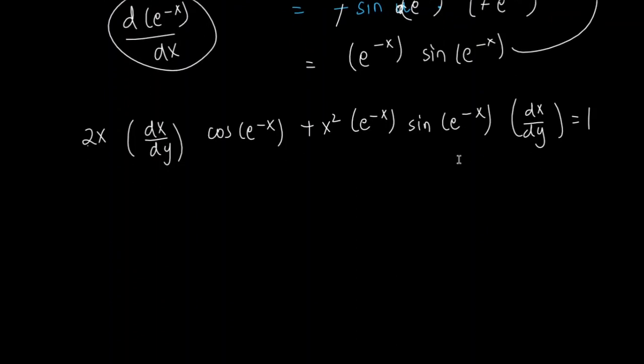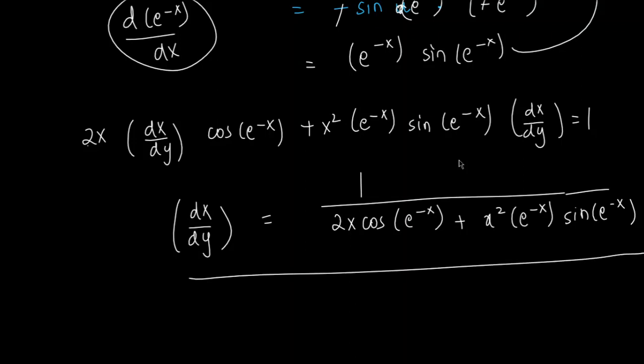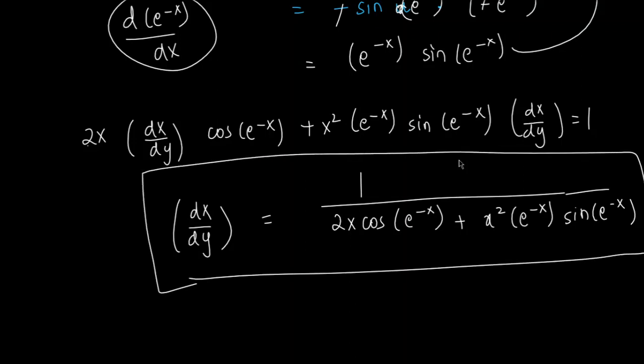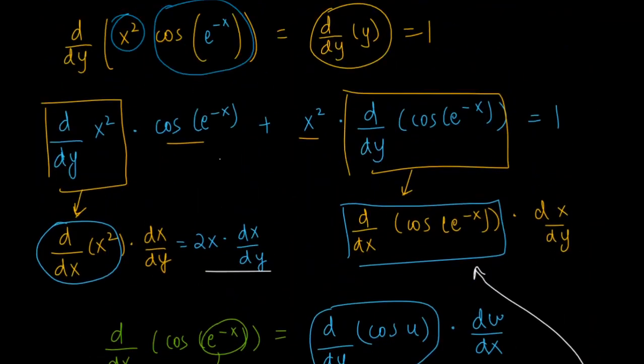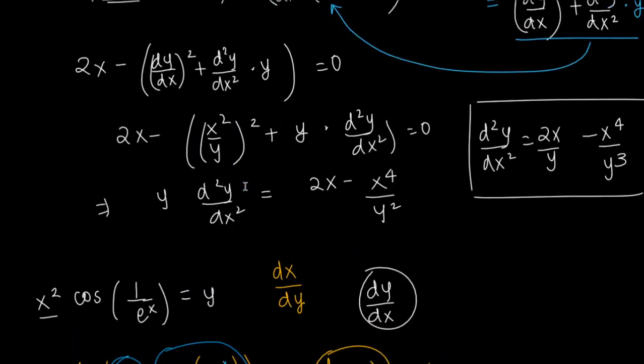And finally, we can take dx over dy common out, and you can just divide everything on the other side, and this will give you 2x times cos of e to the power of negative x plus x squared times e to the power of negative x times sine of e to the power of negative x. All of this is the derivative of the function. This was a longer problem. See if you can, again, try and solve problems like these. See you in the next videos.